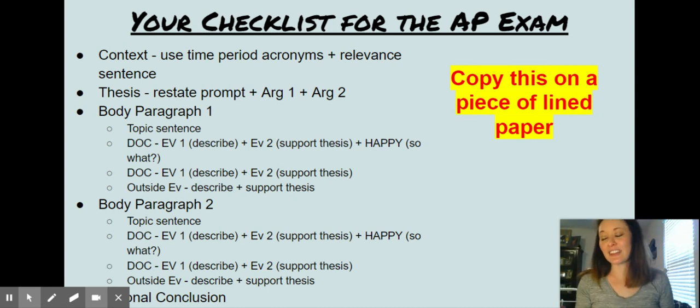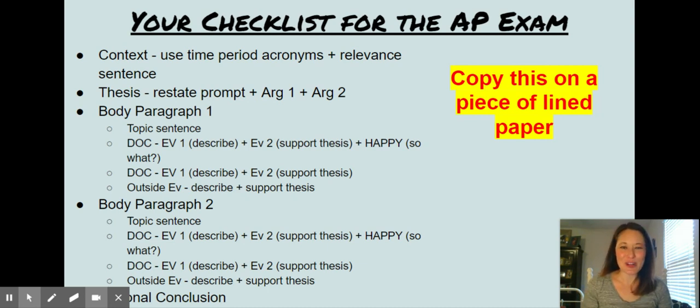Anyway, sorry, the checklist. How are we doing on time? Oh, okay, let's go. This is what I want you to copy down on a piece of lined paper so that for the rest of our school year, every time we do a practice modified DBQ, you can refer to this. And then most importantly, on the day we take our actual AP test, you want this in front of you as a checklist to remind you of what you need to include, okay?